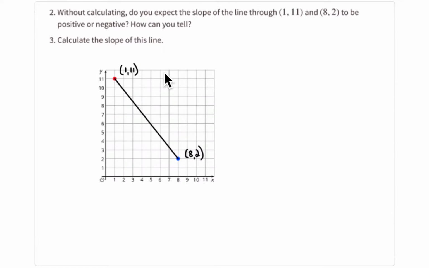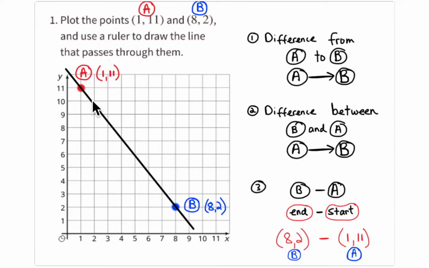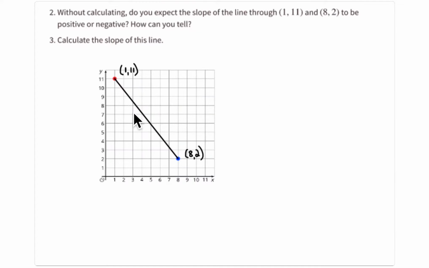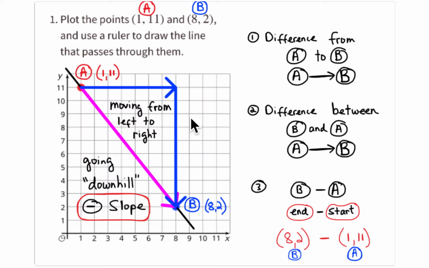All right, in the first step, it says, draw this line, place the points, draw the line. It says, without calculating, do you expect the slope of the line through (1, 11) and (8, 2) to be positive or negative? How can you tell? In this case, as you move from the left to the right, you're moving downhill. So this is a negative slope.